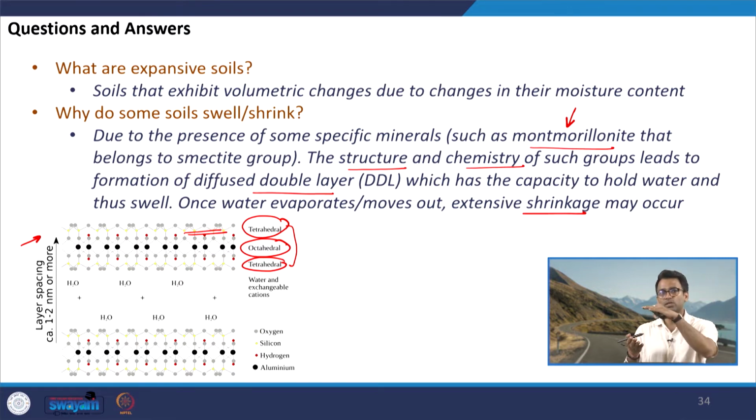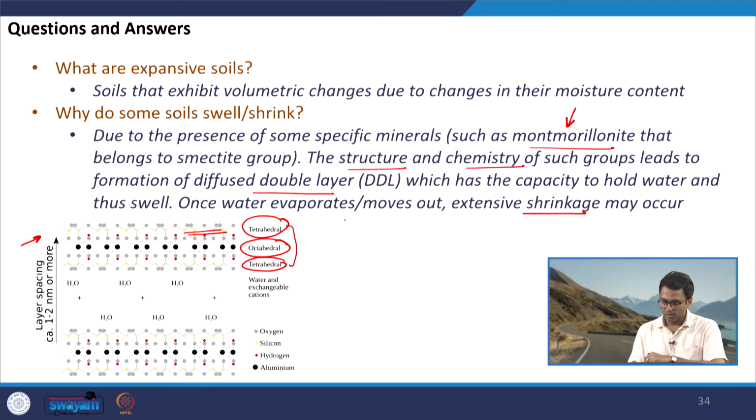This is a sheet-like structure. What is so typical about this type of structure? So, what is this diffuse double layer, and why do we say that this mineral, this type of clay, has the capacity to hold water? Let us try to understand it in simpler terms.